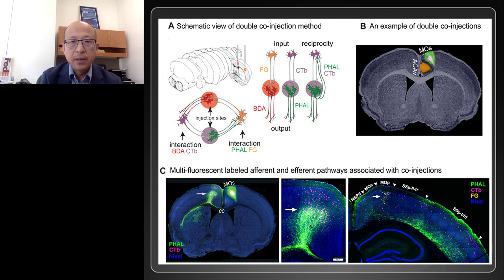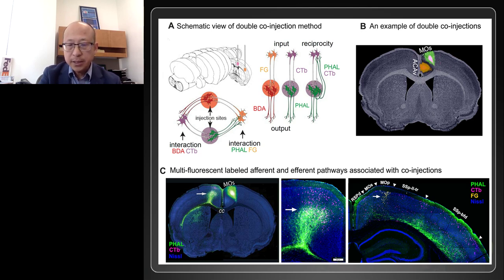At the same time, the injection site has a mixture of retrograde tracers, which can be picked up by axonal terminals from their upstream neurons and retrogradely label these neurons. As we can show here, these pink dots are the upstream neurons. They project back to the injection site.